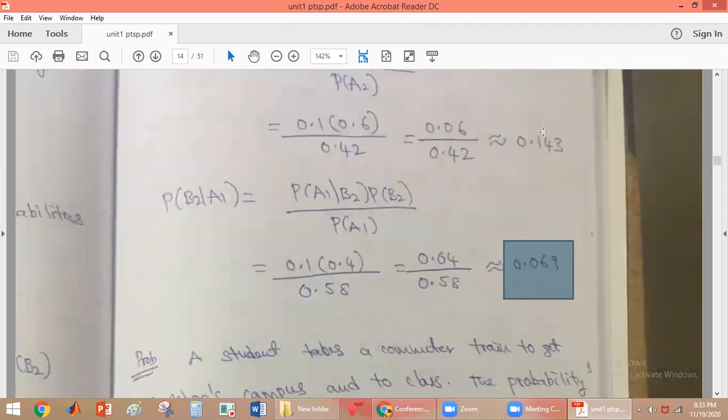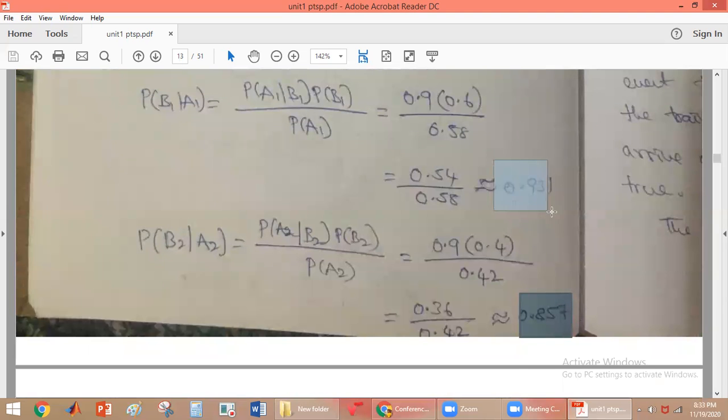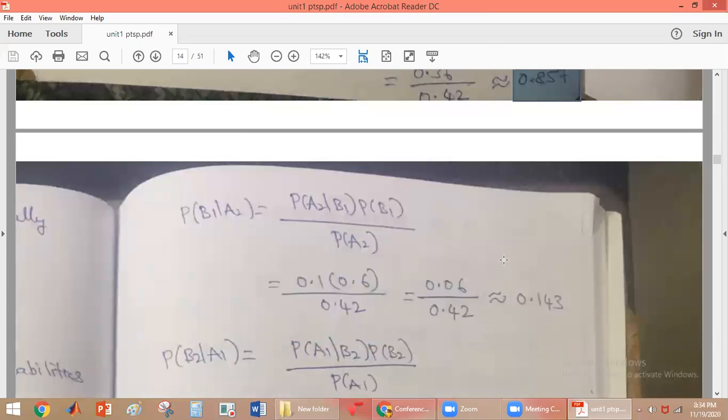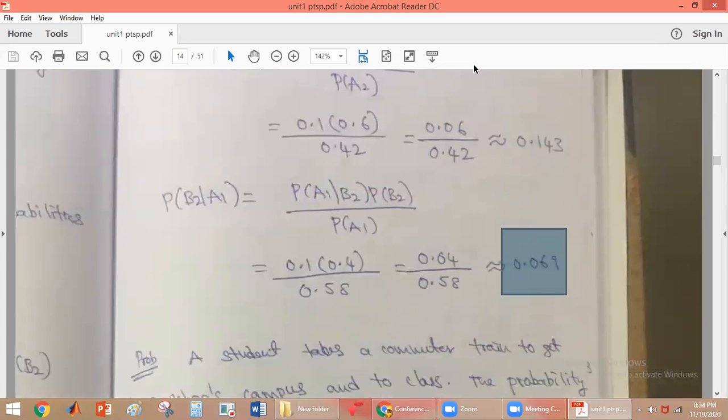Okay, so these two error transmissions are very low, whereas the correct transmission values are higher. Here you see, the correct transmission values are more compared to the error transmission. So the error is very less when you transmit through this channel.